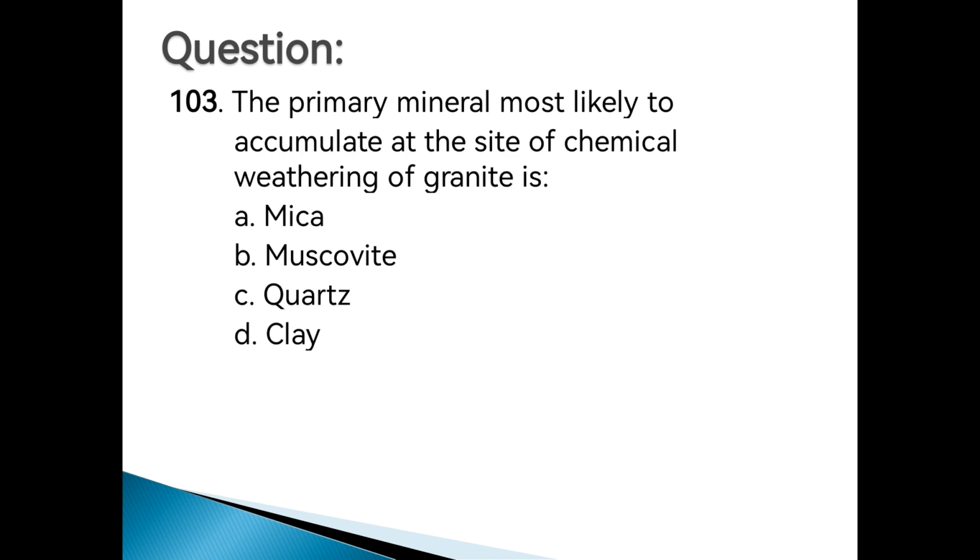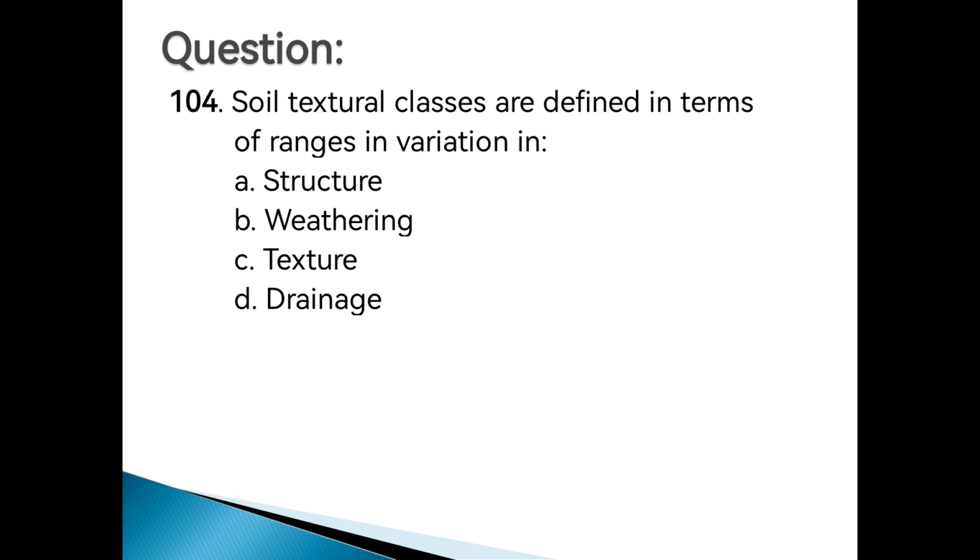103. The primary mineral most likely to accumulate at the site of chemical weathering of granite is A. Mica, B. Muscovite, C. Quartz, D. Clay. The correct answer is C. Quartz.